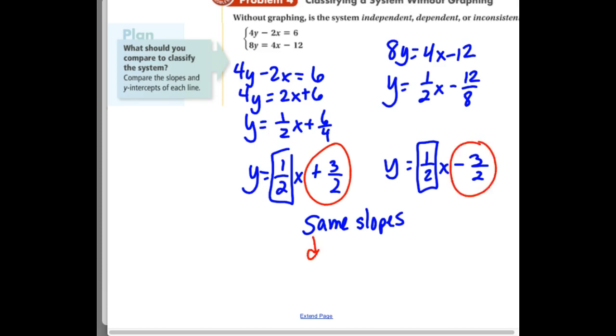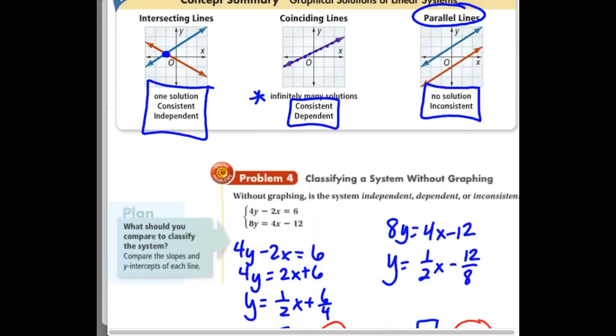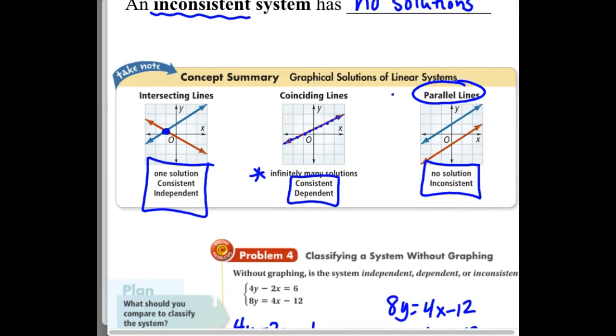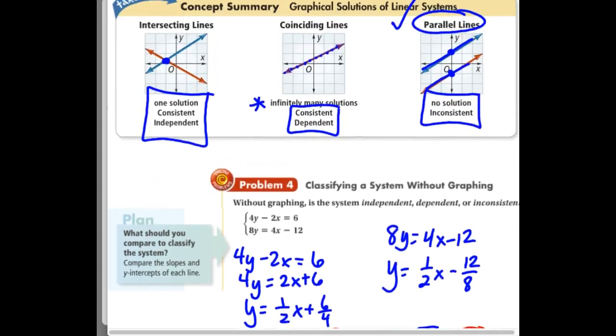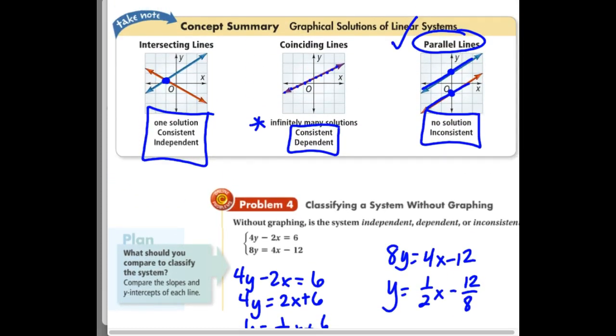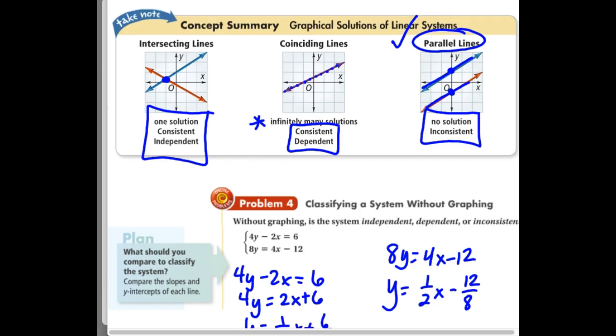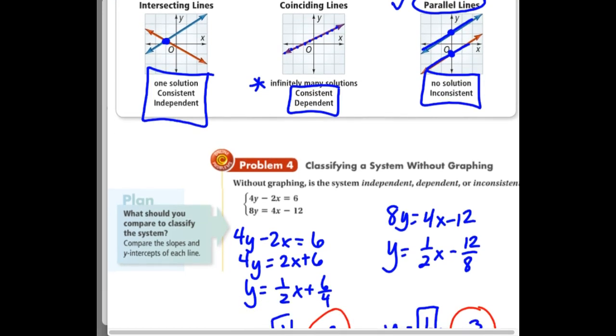So same slopes, but different y-intercepts. And again, if we look at the pictures, that would be this situation here. They have the same slope, but they are intercepting the y-axis in two different spots. So we would classify this as inconsistent. If we had gotten two identical equations, meaning the slopes match and the y-intercepts match, then we're looking at this middle picture, the coinciding lines. Okay? And if we get different slopes, then they're going to be the first picture where they intersect.